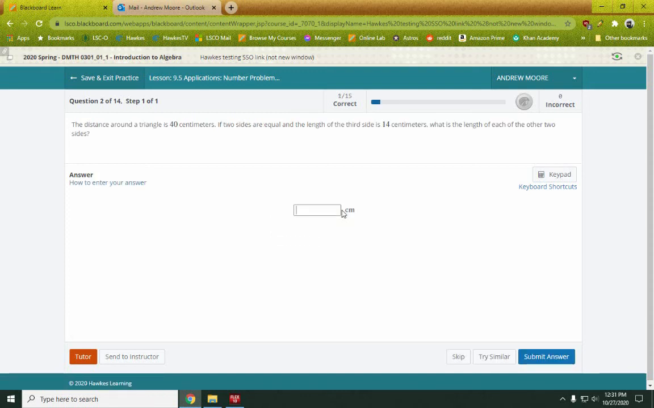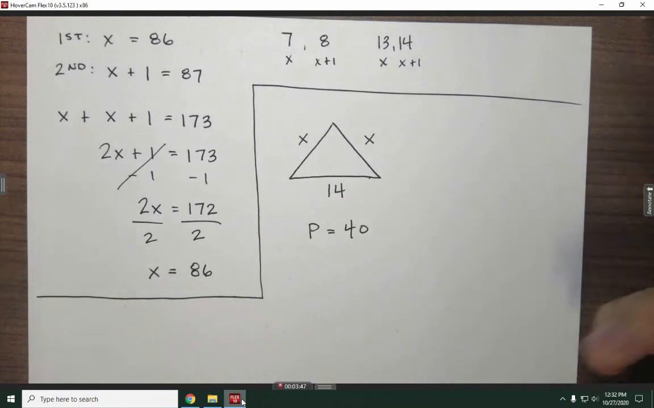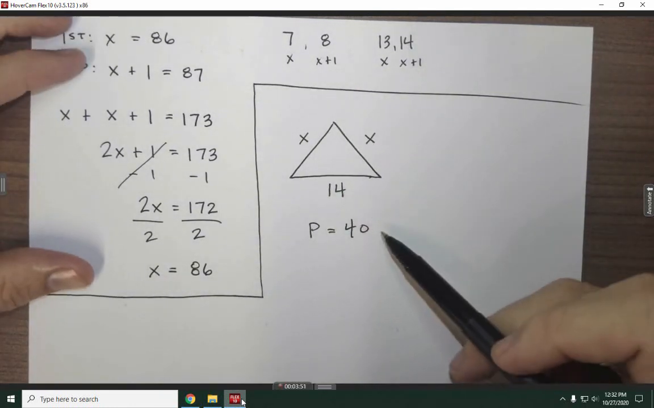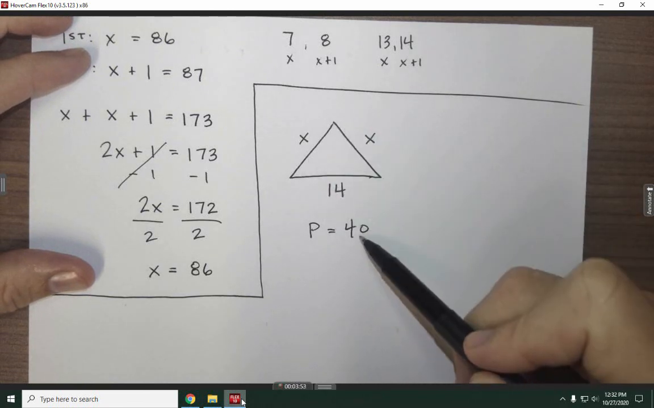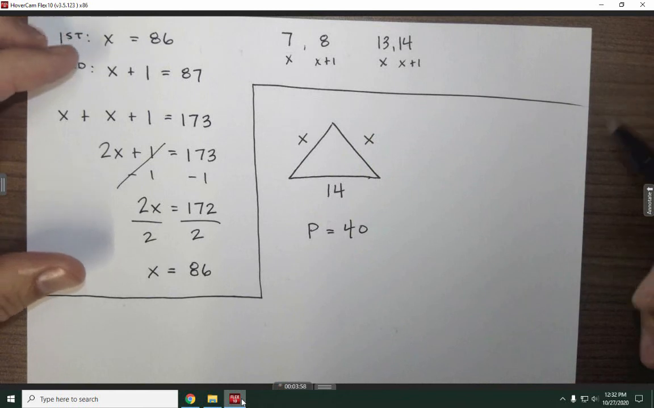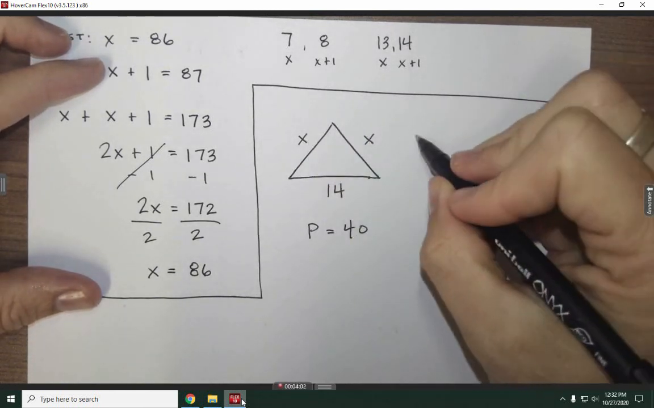The distance around a triangle is 40 centimeters. If two sides are equal and the length of the third side is 14 centimeters, what is the length of each of the two other sides? So we get two sides that are of equal length. We just don't know what they are. Our third side is 14, and it says the distance around this triangle is 40. The distance around an object is called its perimeter.